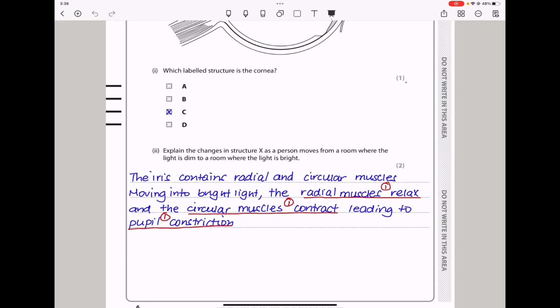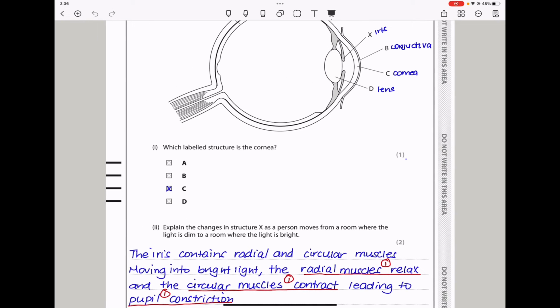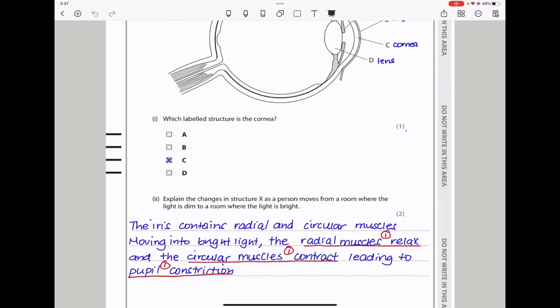And next they say, explain the changes in structure X as a person moves from a room where the light is dim to a room where the light is bright. Structure X is the iris, and it contains 2 types of muscles, circular muscles as well as radial muscles. So as you move from dim light to bright light, the pupil has to be constricted. So to do that, the circular muscles have to contract and the radial muscles have to relax so that the pupil size can be constricted.